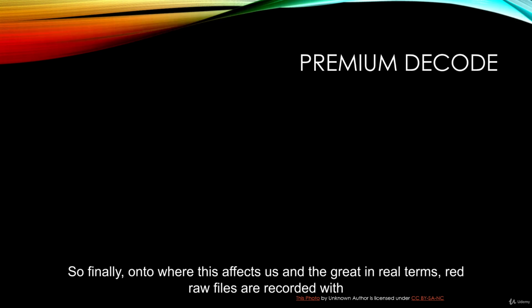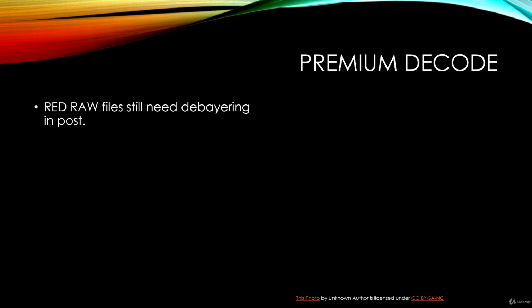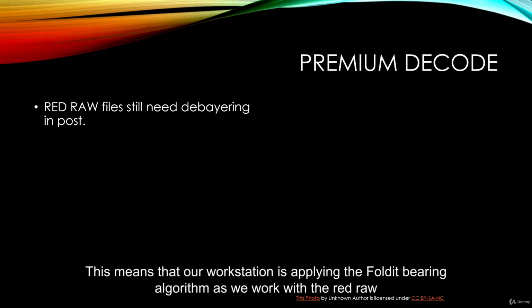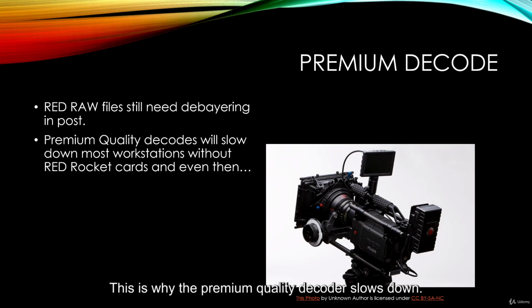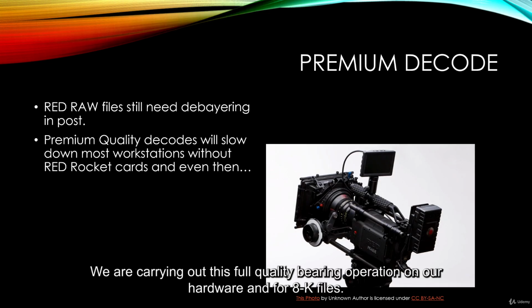So finally onto where this affects us in the grade in real terms. RED RAW files are recorded with this Bayer pattern filter and are not debayered at the point of capture. RED files are debayered to the highest quality afterwards during post. This means that our workstation is applying the full debayering algorithm as we work with the RED RAW files in Resolve. This is why the premium quality decode slows us down. We are carrying out this full quality debayering operation on our hardware, and for 8K files, well, that's a lot of work.